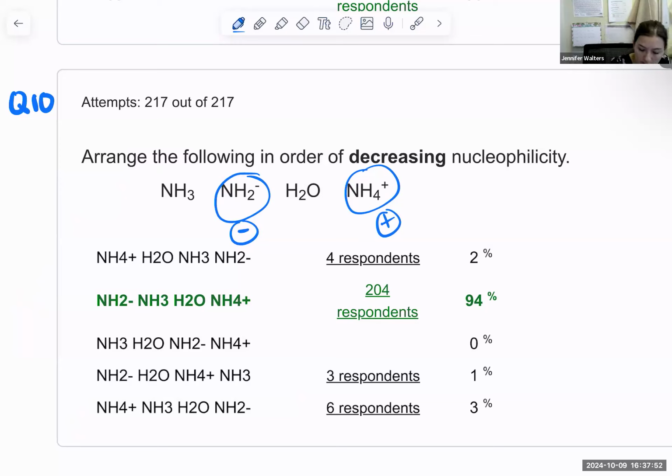So then really we're just looking at, all right, between my nitrogen and my oxygen, so I did charge first, then I do atom. Looking at the atom, because our nucleophilicity is very similar to our base trend, the one that is less electronegative is going to be a stronger base, which will make it a stronger nucleophile. So nitrogen is less electronegative, so that is the better nucleophile.